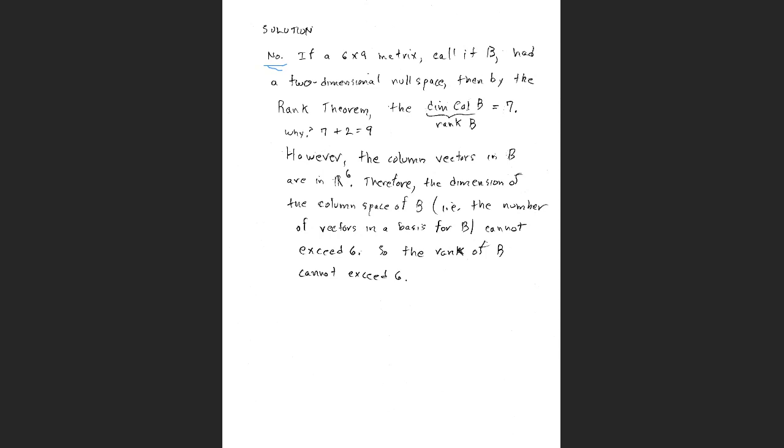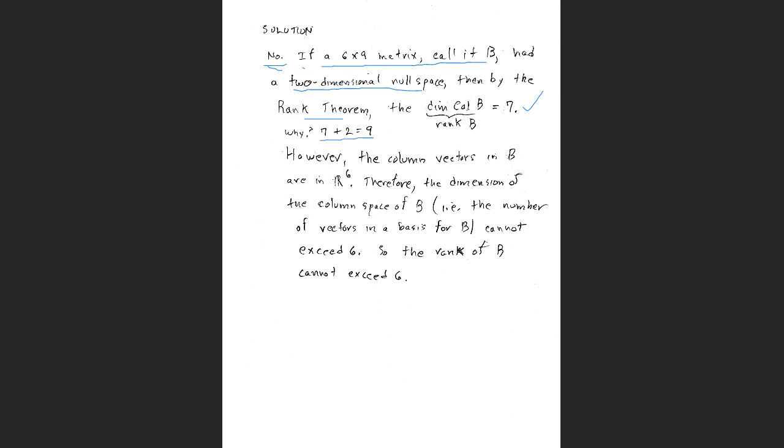Okay. Again, I wanted you to just think about it a little bit. So we have a 6x9 matrix, we'll call it B, and it has a two-dimensional null space. Then by the rank theorem, the dimension of the column space of B, which is the rank of B, has to be 7, because 7 plus 2 equals 9.